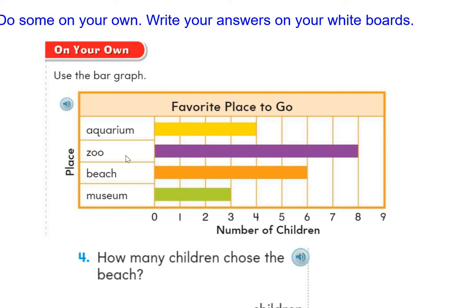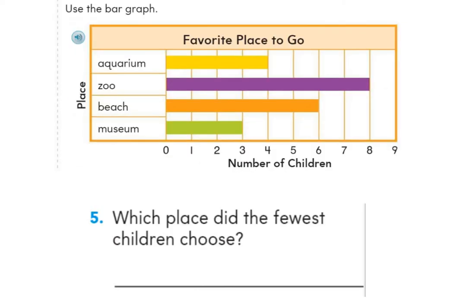So these are the favorite places to go, and this is how many children voted as that place being their favorite. It says how many children chose the beach. Well, we only have to look at one bar, and it's the orange one because that's the beach bar. And if you look down here, it says 6 children chose the beach. Okay.